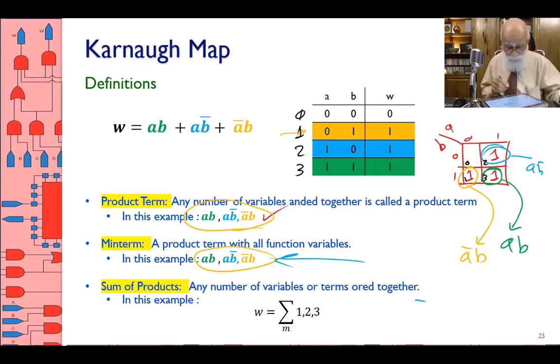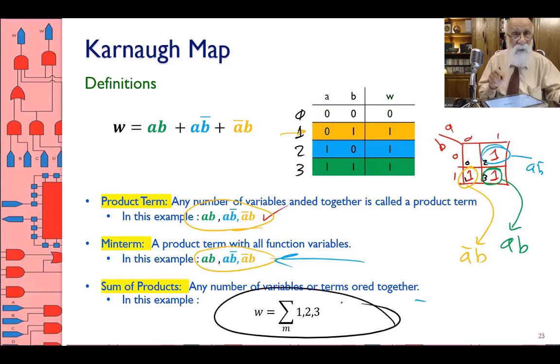So instead of saying my sum of products is AB or AB bar or A bar B, let's just say my sum of products is the sum of the minterms. That means single ones of the Karnaugh map. Okay? Single rows of the truth table. My sum of product is rows 1, 2, and 3. These are the rows for which the output is 1. So, you know product term, you know minterm, you know sum of products.